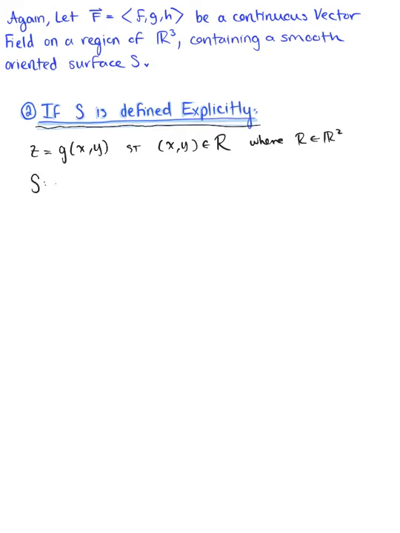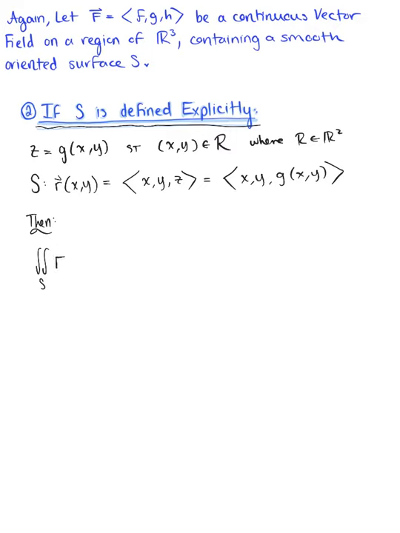So then using this, we can parameterize our surface using a vector valued function r of x, y, with components x, y, z, but we're going to replace this z with g of x, y. So we have the vector x, y, g of x, y. Then, using this explicitly defined surface, we have the vector surface integral over our surface S of the vector field dotted with that normal vector, again, just like vector line integrals. And we integrate with respect to the surface.